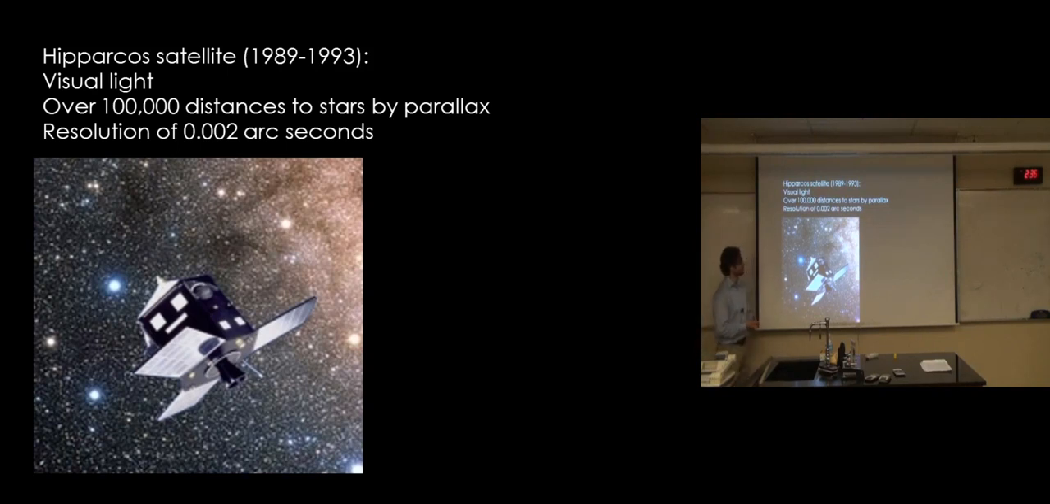But it basically sat there for 4 years just in this big orbit observing the apparent shift of stars. And it got, actually more than that, I think it was like 200,000 distances by parallax, with a resolution of 2 milli-arcseconds. Is that really good?